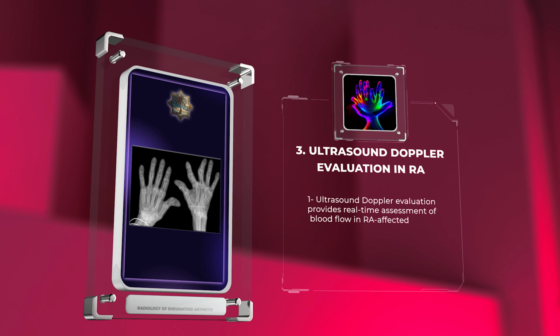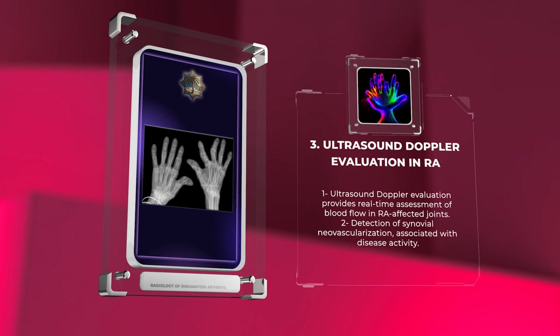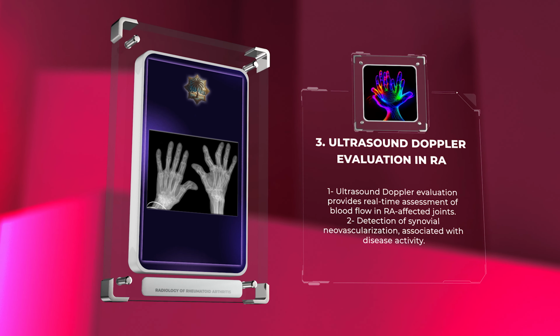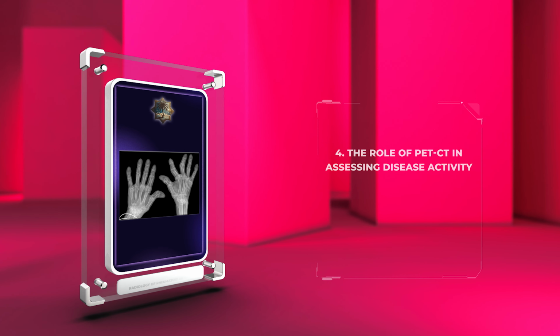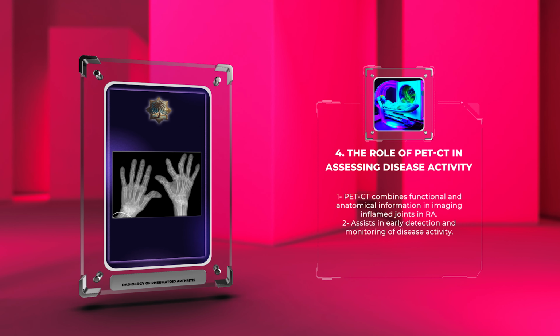Ultrasound Doppler evaluation provides real-time assessment of the blood flow within the joints affected by RA. This technique allows us to detect synovial neovascularization, which is closely associated with disease activity and can help guide treatment decisions. Positron emission tomography computed tomography, PET-CT, is a powerful imaging tool that combines functional and anatomical information.